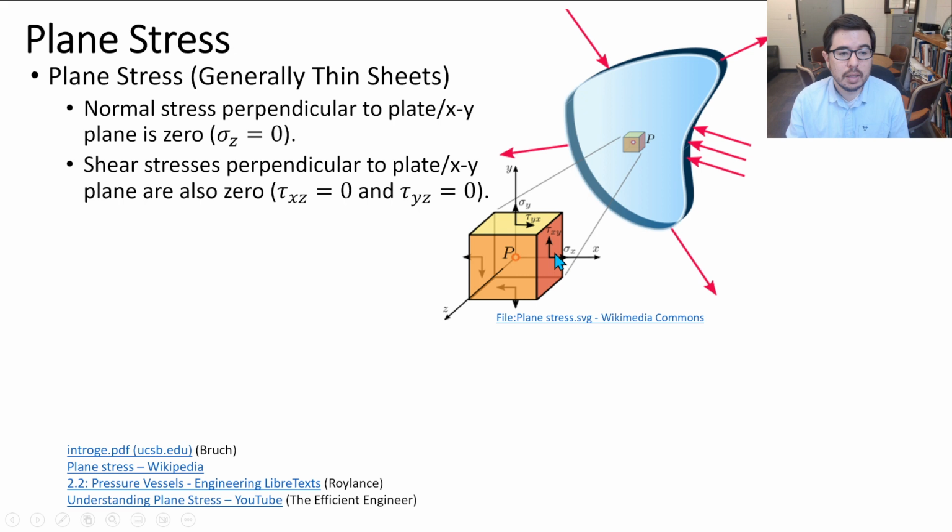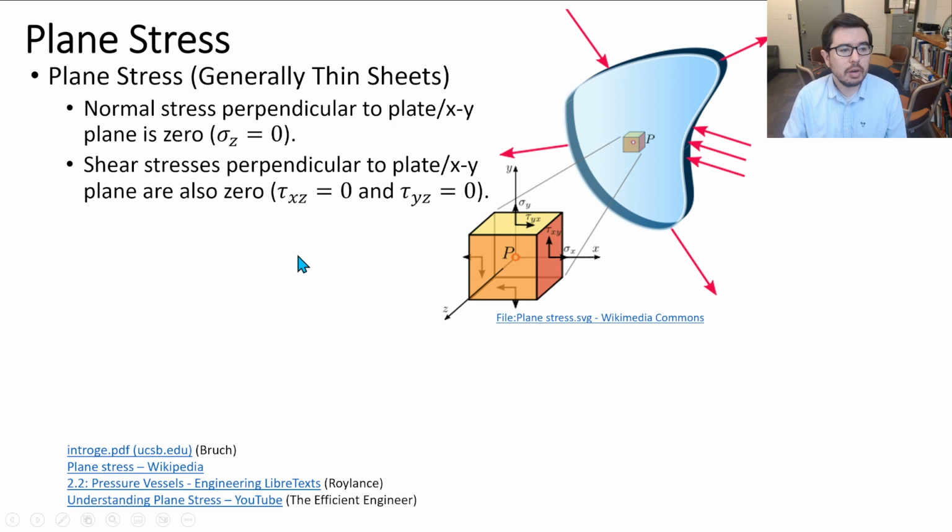Things are happening on this x face, right? In the x direction and in the y direction, okay, that'd be sigma x and tau xy, right? And they're happening on this top face, this side face, and this bottom face, but nothing on this face right here and the one that's on the other side from it.